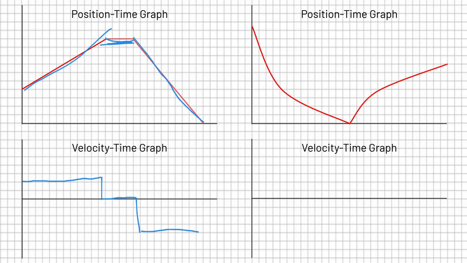Okay, so for the second position time graph, we have a changing velocity. So here we have a high velocity in the negative direction, and then it starts to slow down, still in the negative direction, and then it's slowing down even further until the object gets to this point, and then it stops for a split second, and then it goes in a positive direction.